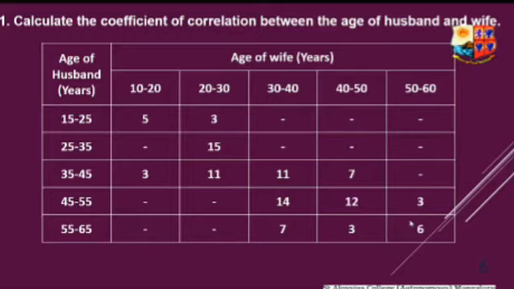Now go through the cell frequency 15. The meaning of that is there are 15 couples with the husband's age between 25 to 35 and the wife's age between 20 to 30, and so on. This is the explanation for this table. Then how to find the correlation coefficient? Now all of you look at this table properly. I have class intervals and frequencies for x and y. Now I'll find the midpoints of those class intervals, and they are called x and y.